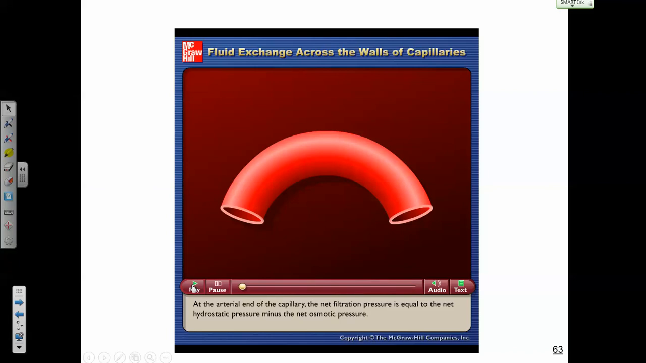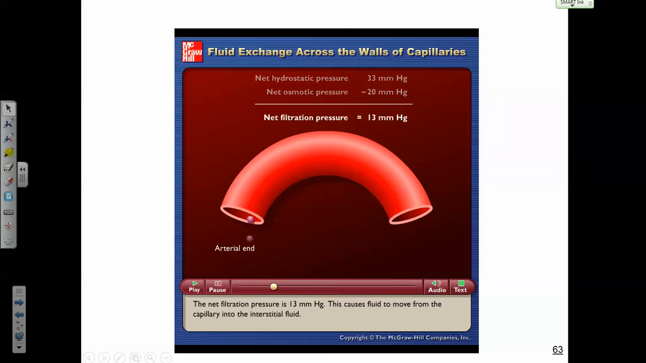At the arterial end of the capillary, the net filtration pressure is equal to the net hydrostatic pressure minus the net osmotic pressure. The net filtration pressure is 13 millimeters of mercury. This causes fluid to move from the capillary into the interstitial fluid.